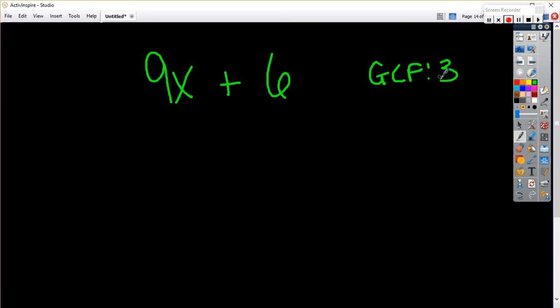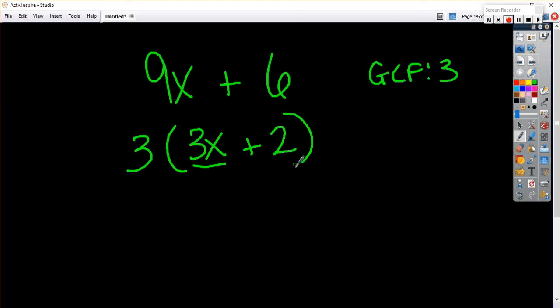So exactly, you're going to divide. When you distribute, you multiply. So when I factor out, I divide. So if I take a 3 out, what's left? What would need to go here if you multiplied to get 9x? 3x plus 2. Do we all see that?